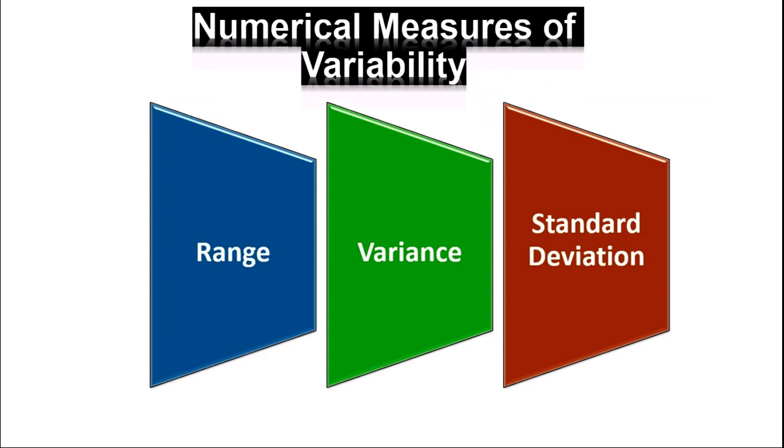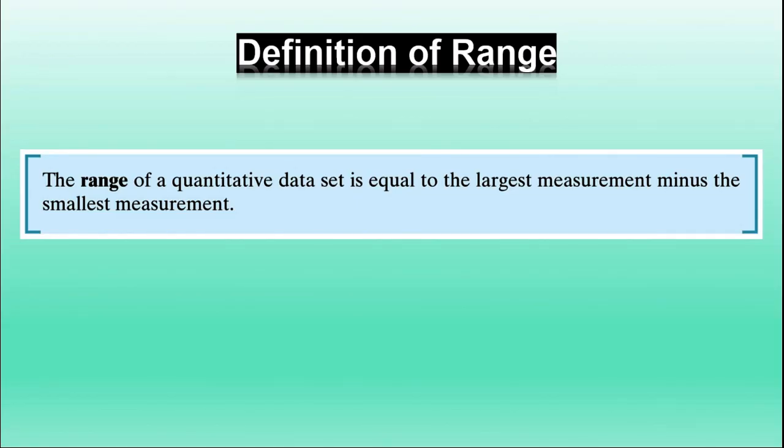Measures of central tendency provide only a partial description of a quantitative dataset. We need a measure of variability as well as a measure of central tendency to describe a dataset. There are three numerical measures of variability: range, variance, and standard deviation. Perhaps the simplest measure of variability is the range, which is equal to the largest measurement minus the smallest measurement. The range is easy to compute and easy to understand.